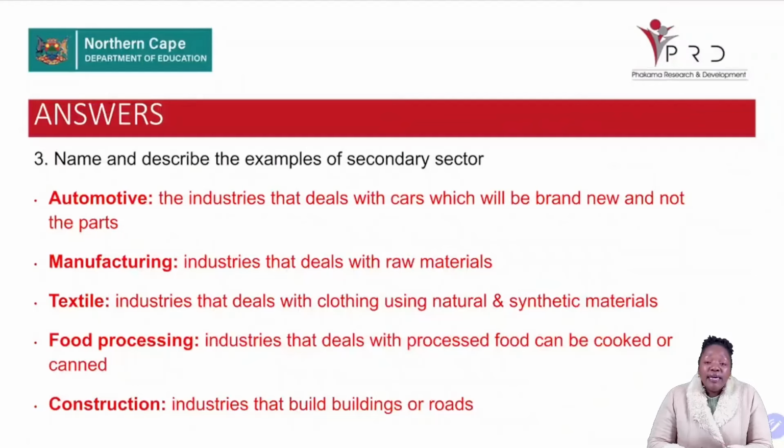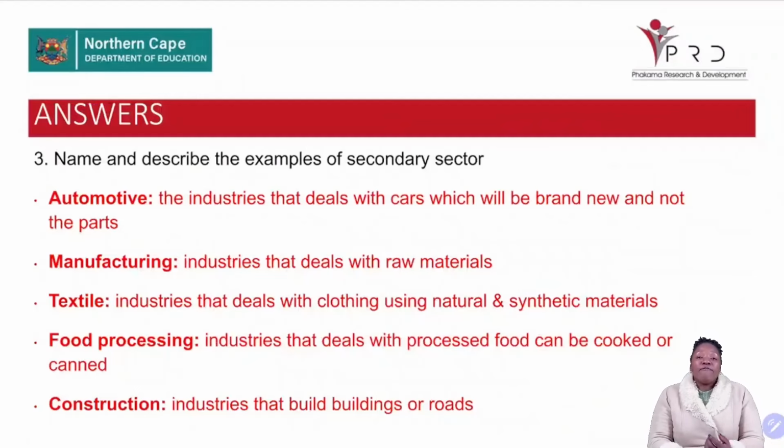Then secondly, it's the manufacturing. So manufacturing, we're talking about the industries that deal with a raw material and manufacture or turn it into a final product. Then we're talking about the textile. So textile, these are the industries that deal with the clothing, they can use natural or synthetic material.